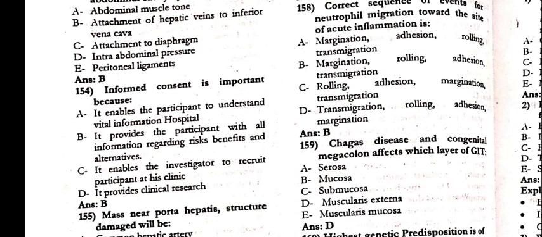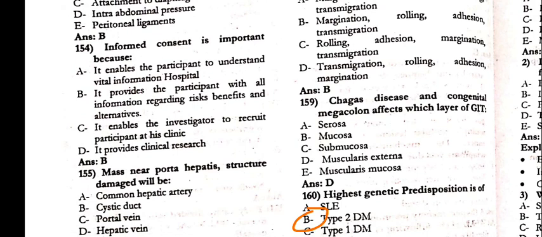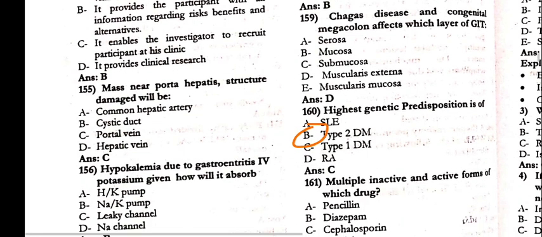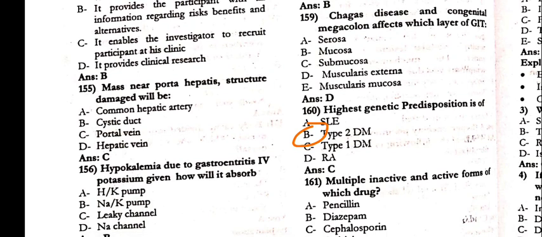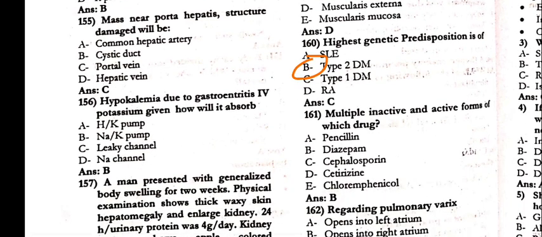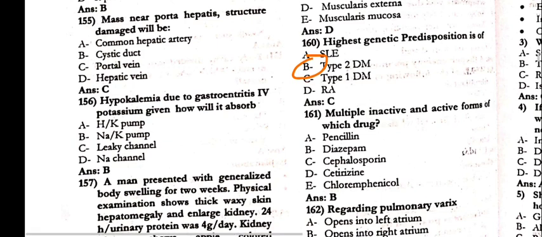154, informed consent is important because it provides the participant with all information regarding the risks, benefits and alternatives. 155, the mass near the porta hepatis, the structure damaged would be the portal vein. Next, 156, hypokalemia is due to gastroenteritis. IV potassium is given, how will it be absorbed? Sodium potassium pump.